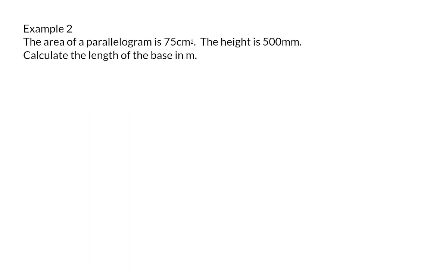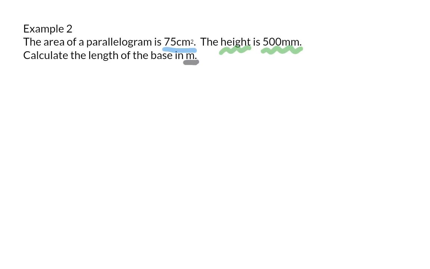Example 2. The area of a parallelogram is 75 centimeters squared. The height is 500 millimeters. Calculate the length of the base in meters. Here the information is making use of 3 different units, but when doing calculations it is important to make sure that all your units are the same.